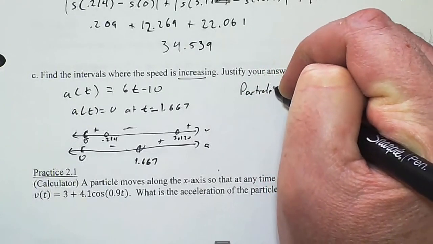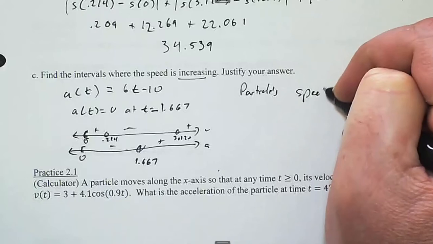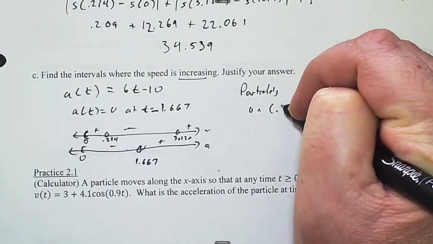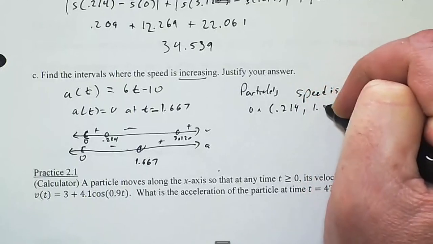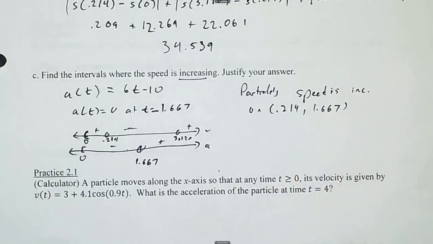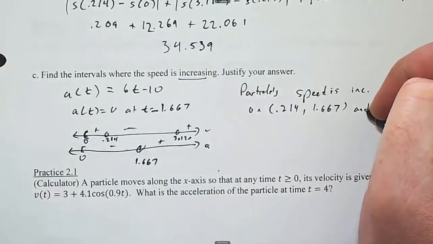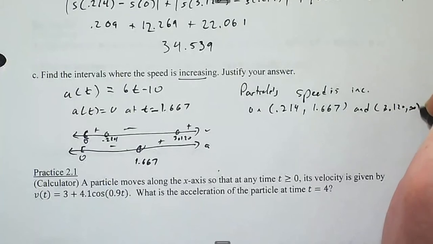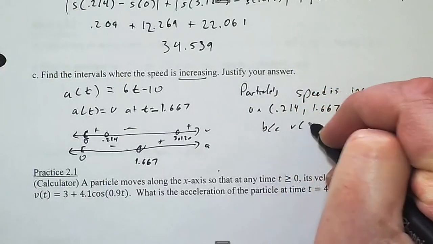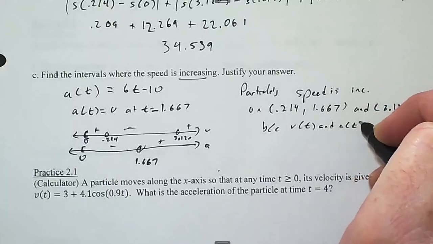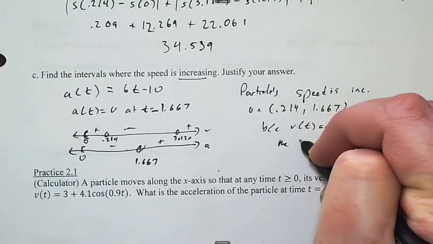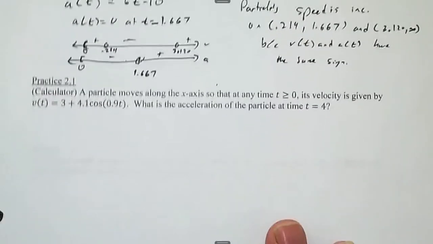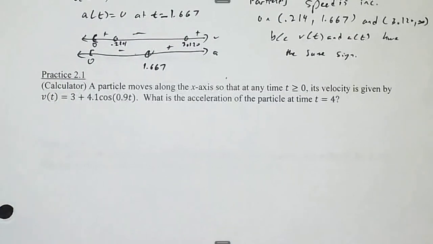So our particle's speed is increasing on the interval from 0.214 to 1.667. That's because both velocity and acceleration are negative. And then again, from 3.120 to infinity, because v of t and a of t have the same sign. All right, so if you would please practice 2.1.